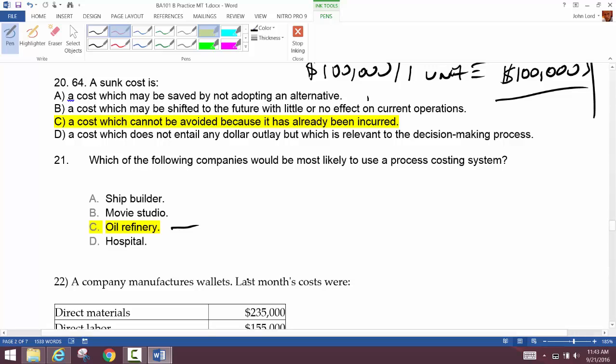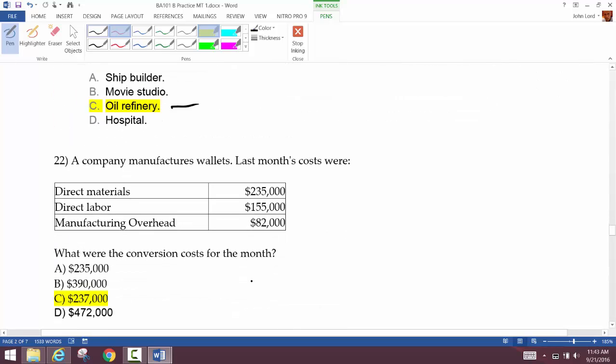Okay, good. This company makes wallets, and here's their last month's cost. Which of these are conversion? How about direct materials? Is direct materials a conversion cost? Direct materials is not a conversion cost. Conversion costs are the costs that we incur in order to convert materials into product, right? And so we incur our direct labor. We incur our manufacturing overhead to turn materials into wallets, right?